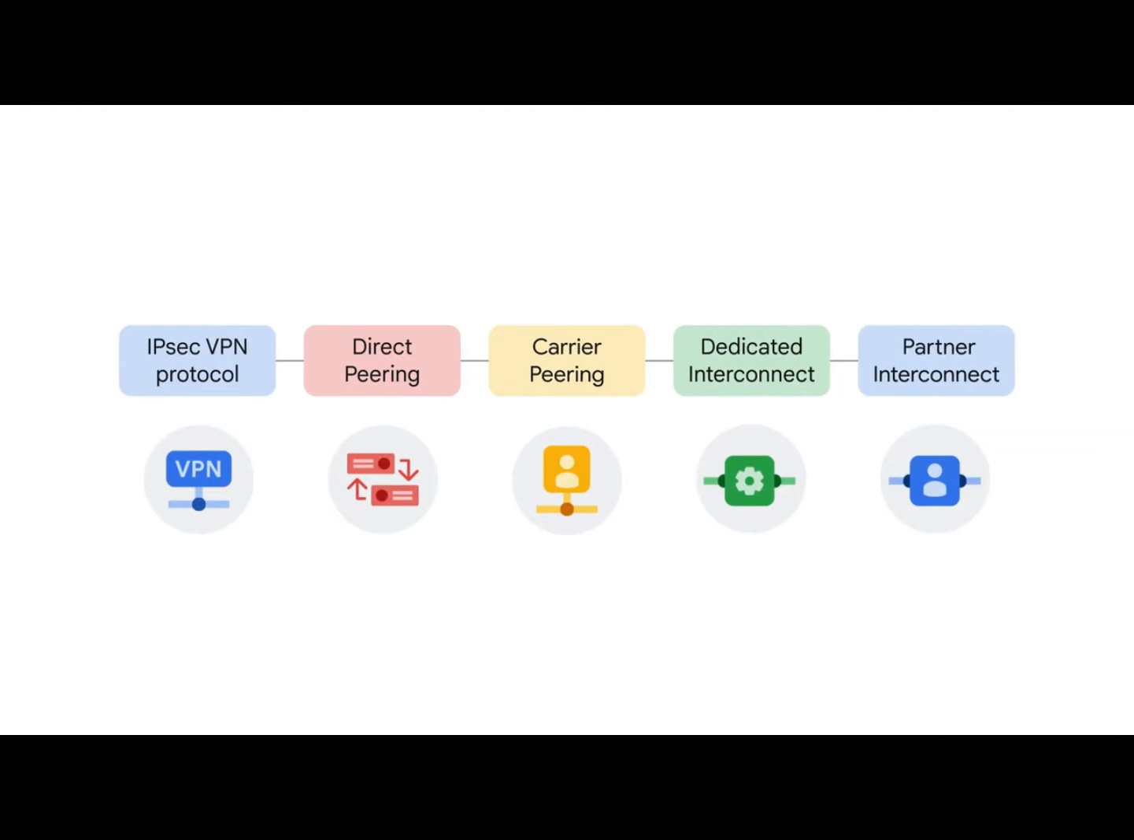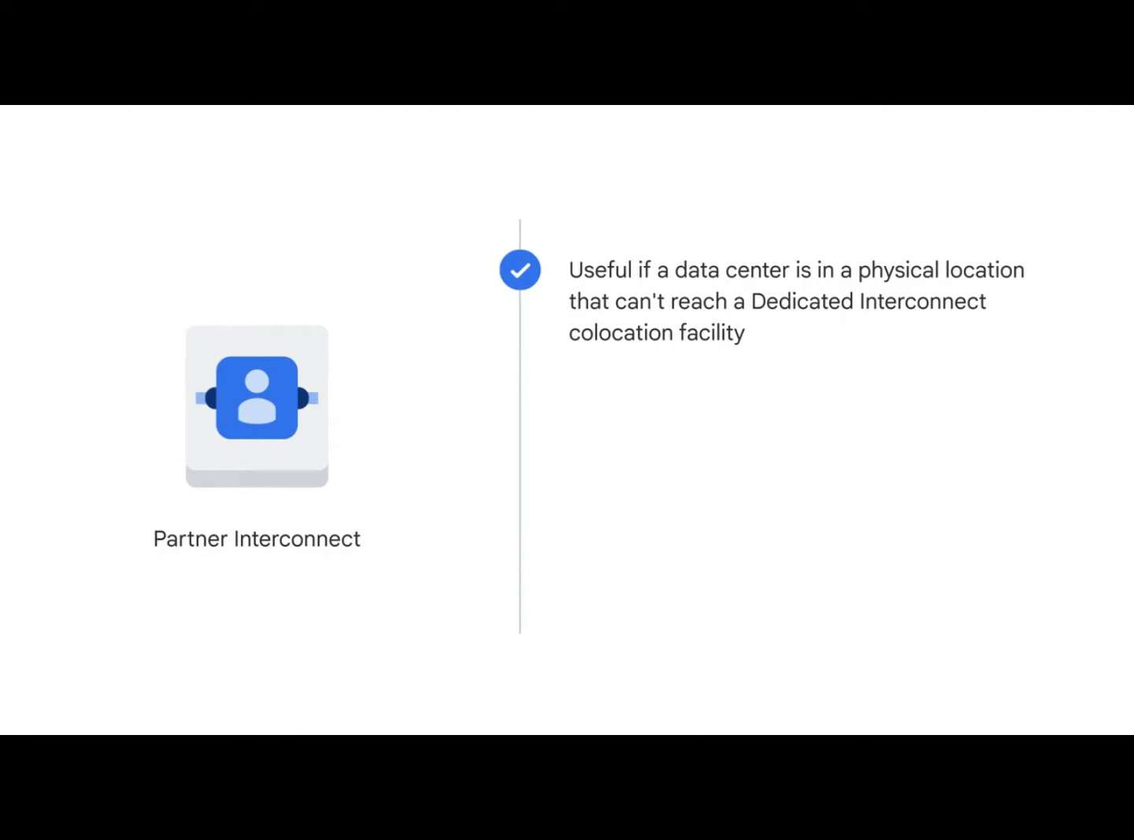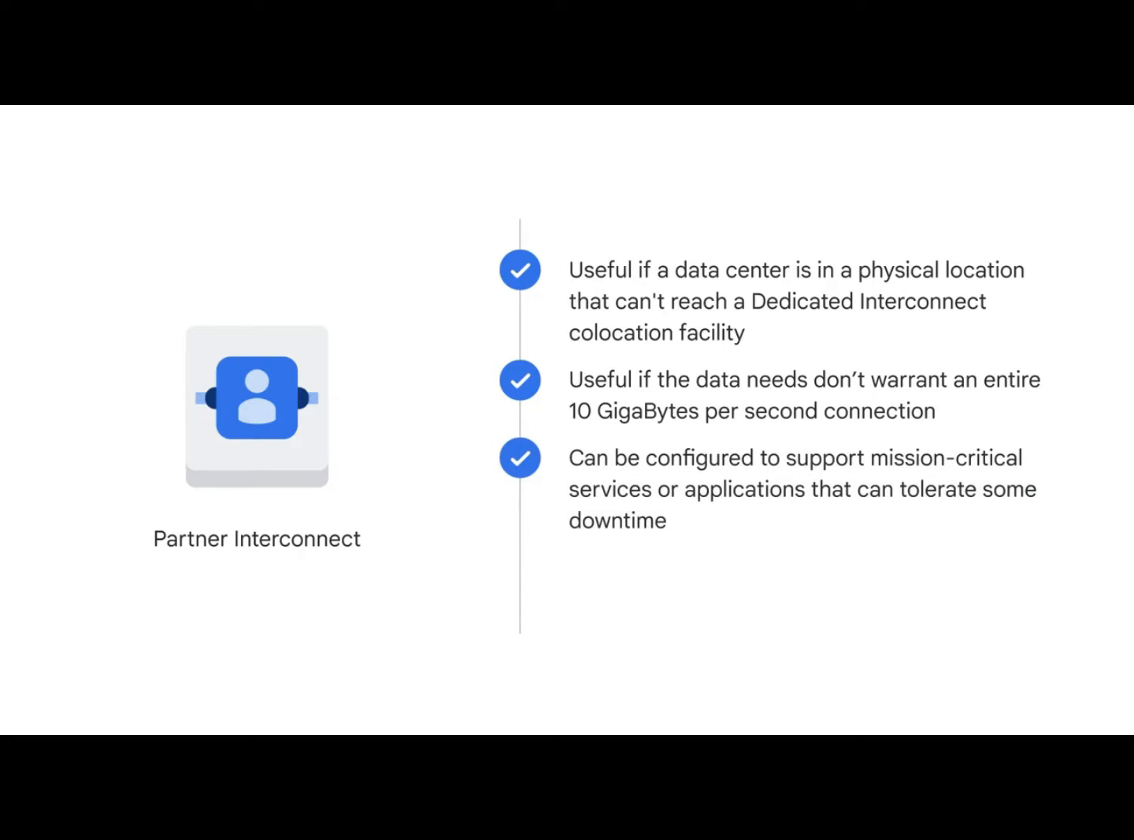And the final option we'll explore is Partner Interconnect, which provides connectivity between an on-premises network and a VPC network through a supported service provider. A Partner Interconnect connection is useful if a data center is in a physical location that can't reach a dedicated interconnect co-location facility, or if the data needs don't warrant an entire 10 gigabytes per second connection. Depending on availability needs, Partner Interconnect can be configured to support mission-critical services or applications that can tolerate some downtime. As with dedicated interconnect, if these connections have topologies that meet Google specifications, they can be covered by an SLA of up to 99.99%. But note that Google isn't responsible for any aspects of Partner Interconnect provided by the third-party service provider, nor any issues outside of Google's network.